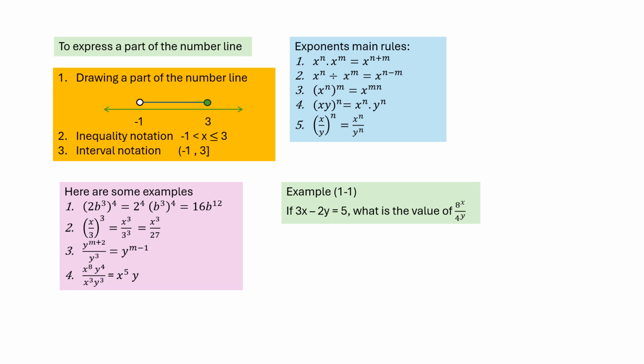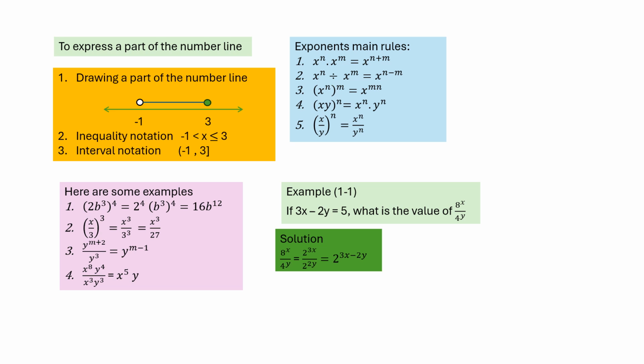8 and 4 are related to 2 power something. If you are good with numbers, you will remember that 8 is 2 power 3 and 4 is 2 power 2. So you will change it into 2 power 3x over 2 power 2y. Now you have the same base. Now the next step is ready. So subtract the powers, right? 2 power 3x minus 2y.